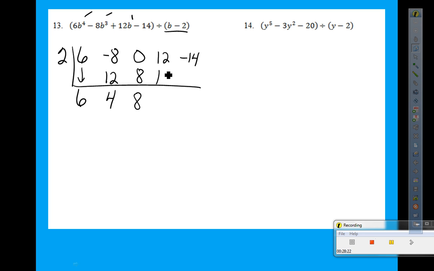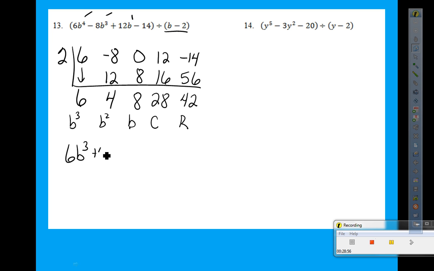2 times 8 is 16. Add them together and get 28. 2 times 28 is 56. Add those together and get 42. Now the only thing that's left, write your answer. I started with a 4, so this is for my cube. Looks like I'm in a B. This is my cube, my squared, my B, my constant, my remainder. So 6b to the 3rd plus 4b squared plus 8b plus 28, with the remainder of 42.